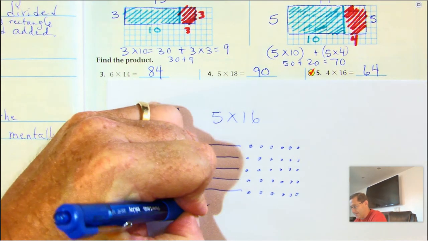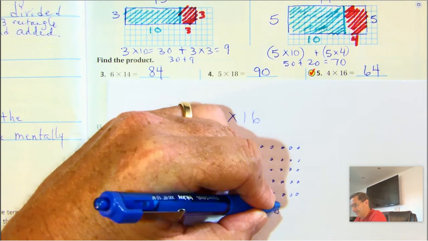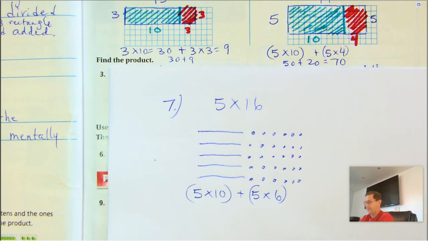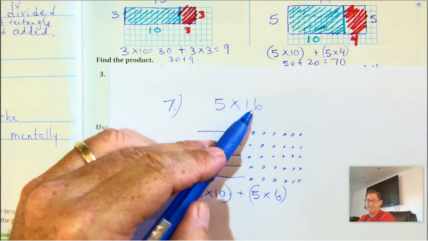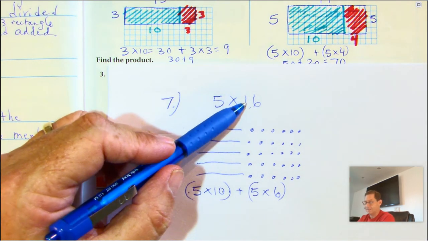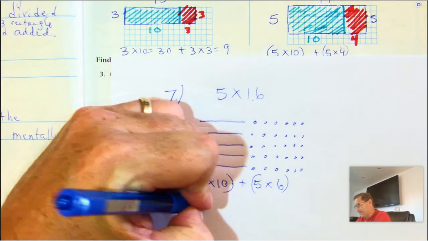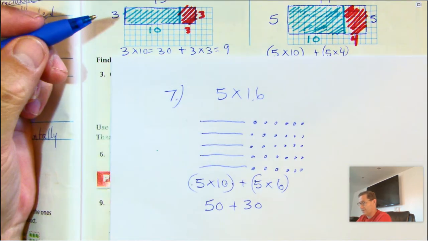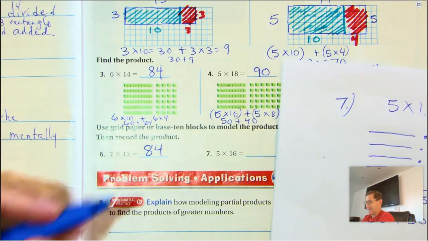So the tens would be 5 times 10 plus 5 times 6. 5 rows of 6, 5 rows of 10. 10 plus 6 is 16. So all we did was split up the 16 into 10 plus 6. All right, 5 times 10 is 50, and 5 times 6 is 30. So 5 times 16 is 80.